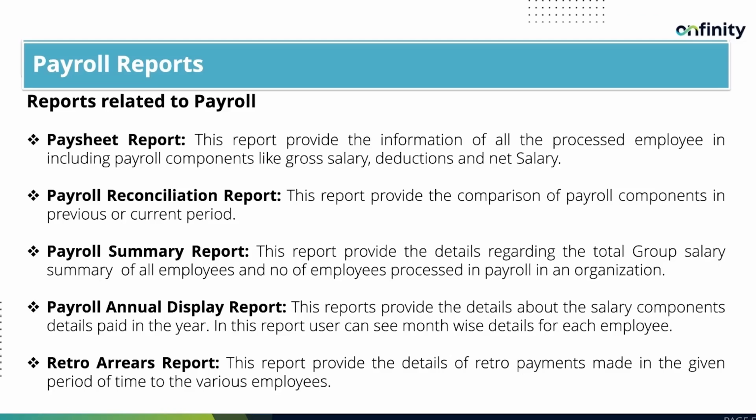The first report is the paysheet report. This report provides detailed information for all the employees who were processed in a payroll run, including a breakdown of all payroll components like gross salary, deductions, and the final net salary for each employee. The second report we have is the payroll reconciliation report. This report allows for a comparison of payroll components between the previous month and the current month. It helps identify any significant changes or variances in specific pay or deduction items across the payroll periods.